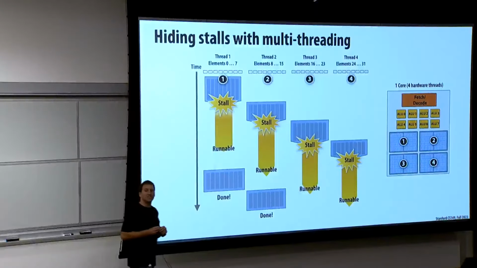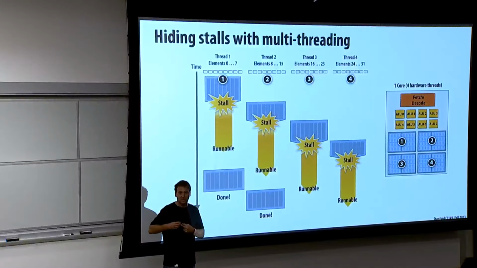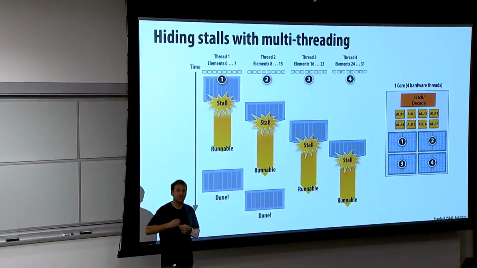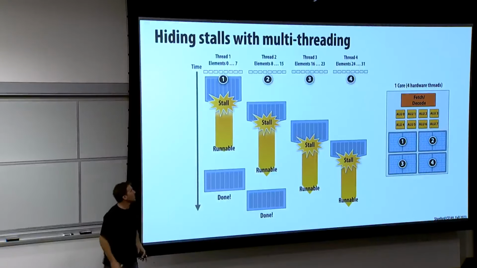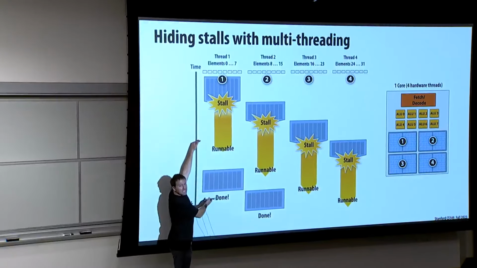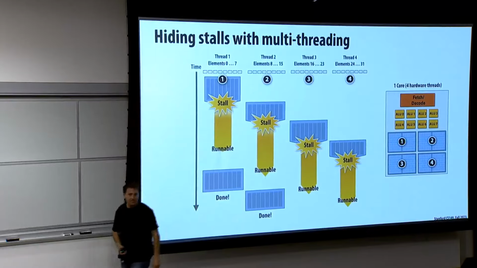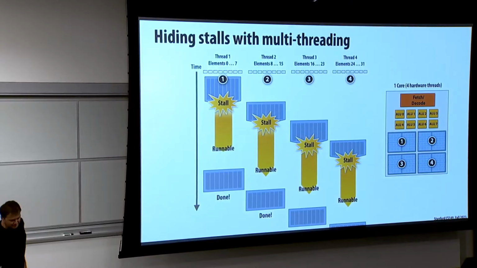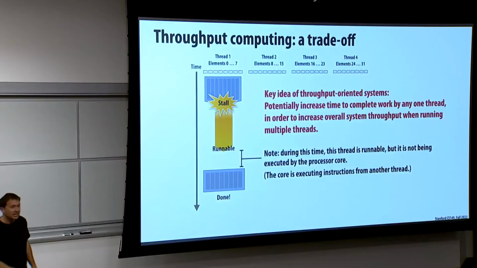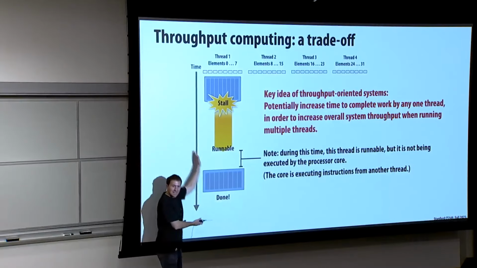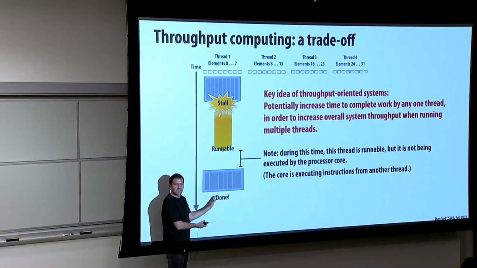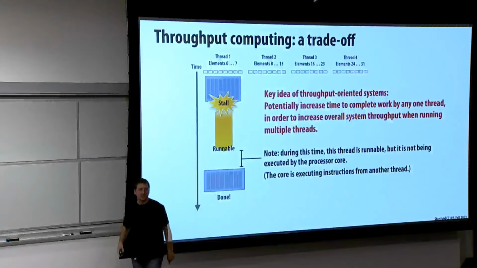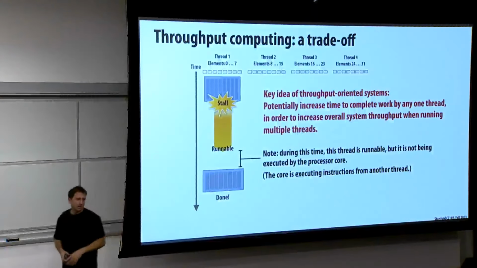What is the utilization of this processor? 100%. What is the latency of actually finishing any one thread? It's actually longer, because it had this time where it could have started running here, but it actually runs here. That's the last big idea here: we're actually slowing down the wall clock time to get any one thing done in order to get everything done quicker, because we're running at 100%.